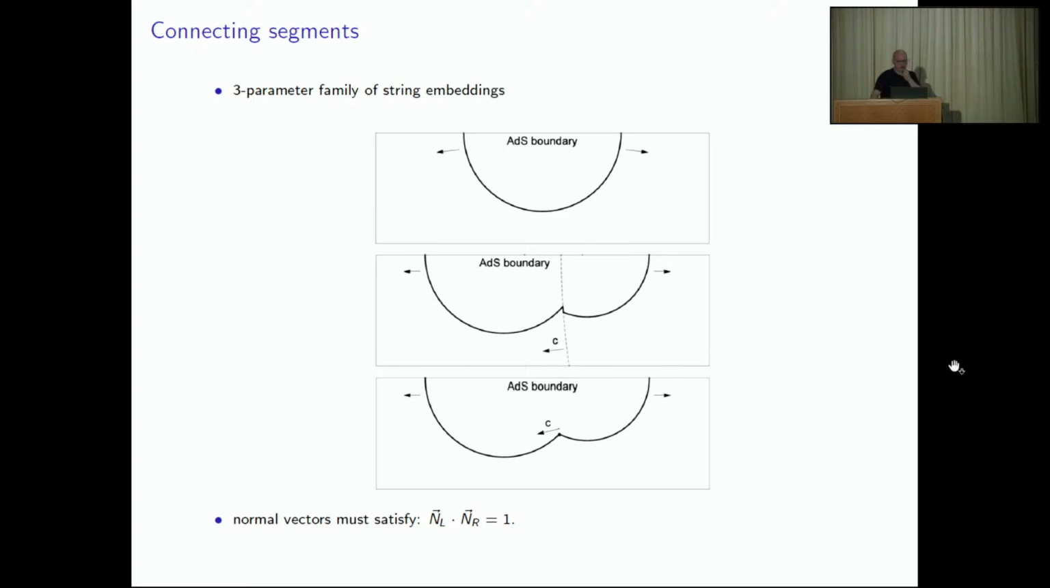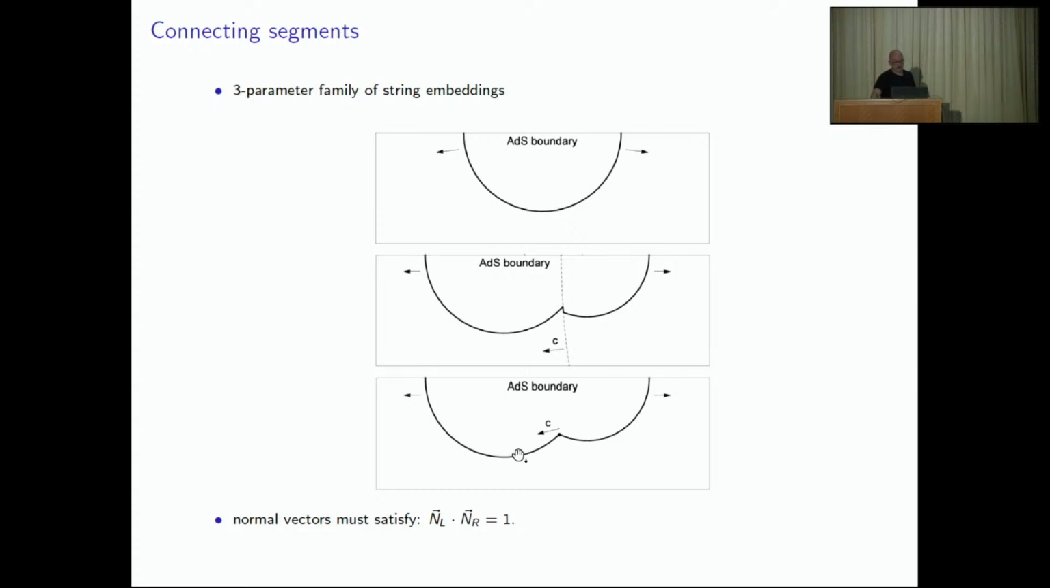So if you just arbitrarily connect two segments, now here I have pictures of the Poincare patch. The problem is that you're going to generate bits of the string which move with the speed of light. So that's not good because this has an infinite energy here. So we don't allow that.